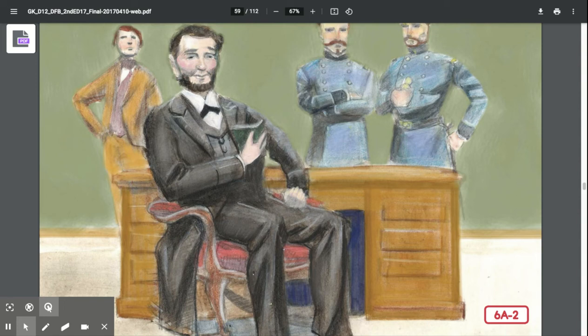The war they were in was the U.S. Civil War between the northern states and southern states. Lincoln and his men fought for the northern states and were against slavery.